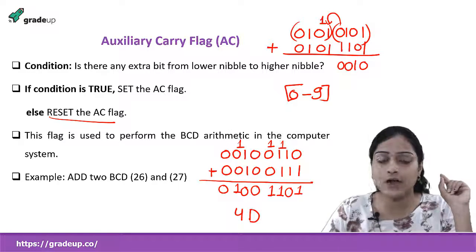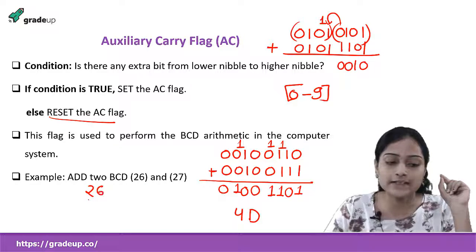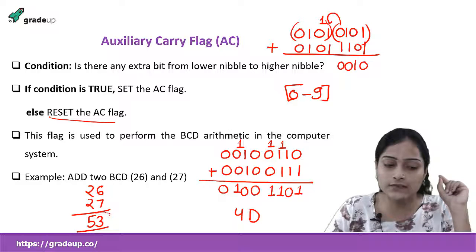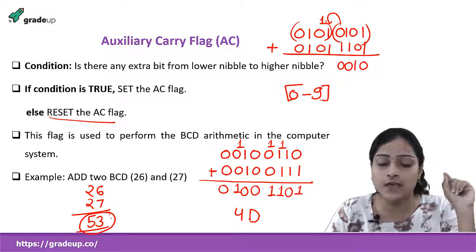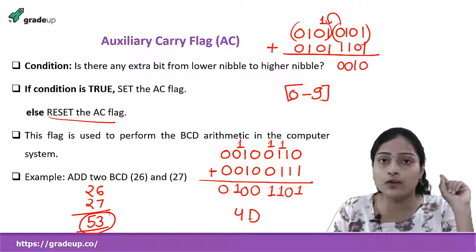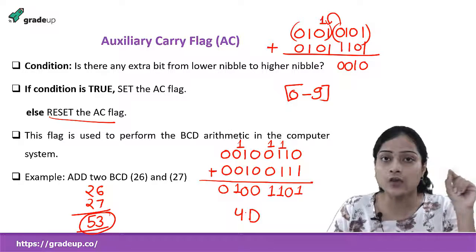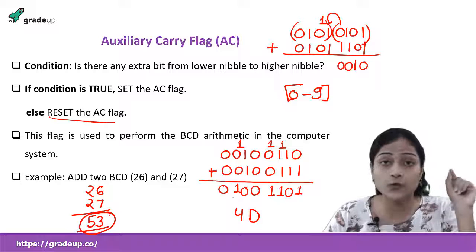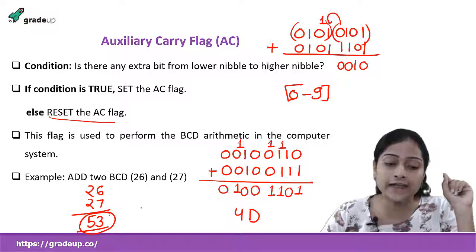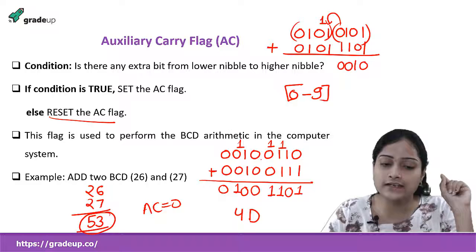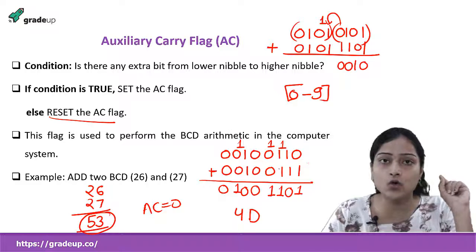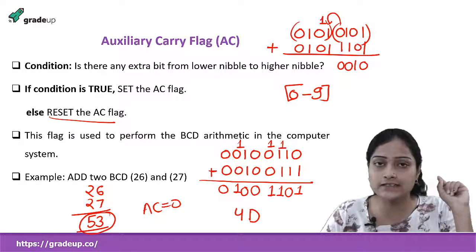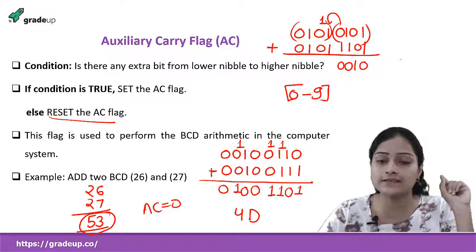What is the correct BCD output over here? 26 and 27 when added will produce output 53. So your correct output will be 53. But what you are getting is 4D. So see, what is the procedure this PSW is going to take when producing output? This 4D is stored in my accumulator and the AC bit here is 0 because there is no extra carry bit produced from the lower nibble to the higher nibble. So this AC is 0. See the justification given by PSW.